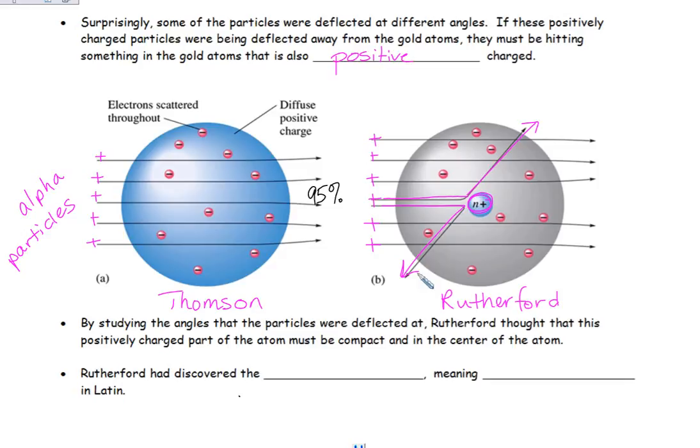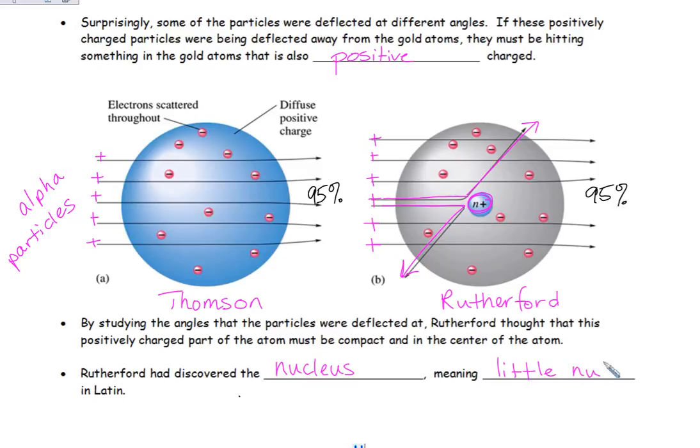This new model, this Rutherford model, also explains why 95% of the alpha particles still went straight through the foil. As long as you don't hit the nucleus, those alpha particles should go right through the atom. The only ones that are deflecting at weird angles are the alpha particles that are hitting the nucleus. Rutherford is credited with the discovery of the nucleus. In Latin, it means little nut.